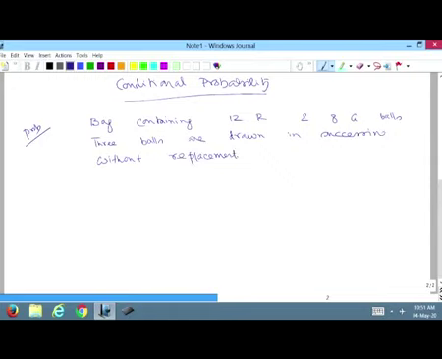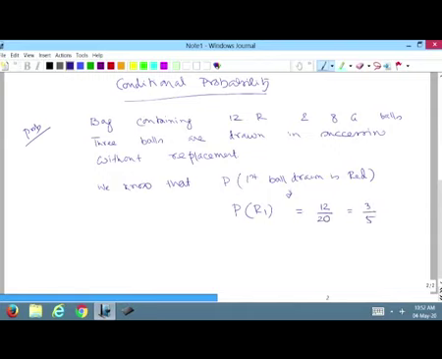We know that the probability the first ball is red, this event we are calling R1, is going to be 12 upon 20 is equal to 3 upon 5, and the probability the first ball drawn is green is going to be 8 upon 20 is equal to 2 upon 5.